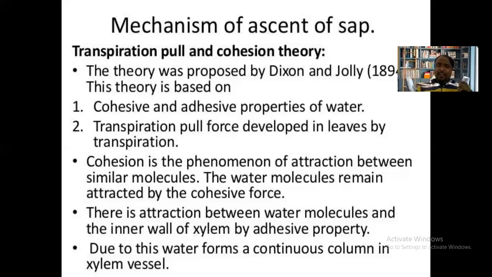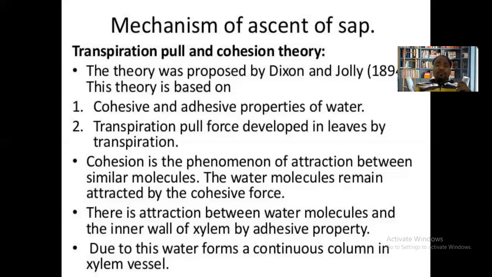Are you getting it? Each water molecule is in contact with the other water molecules and is attracted by them through cohesive force. And this water molecule is also in contact with the cell wall of the xylem vessel, and this attraction is called adhesive force. So these two forces form the continuous water column from roots to the leaves.